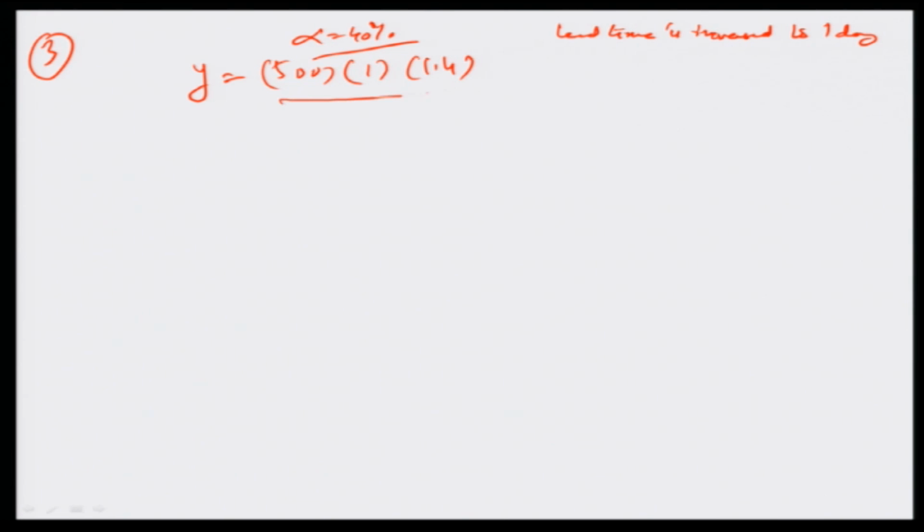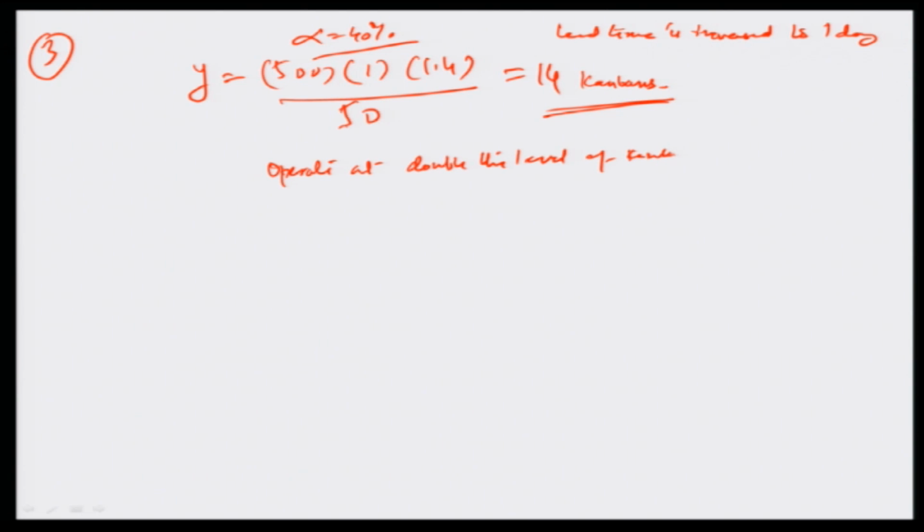and then you have the policy variable, which is still operating at 1.4, and you divide it by the number of containers here. So, this comes out to be again close to 14 Kanbans. So, you can see that you have to operate at double the level of Kanbans as the lead time is increased to double.